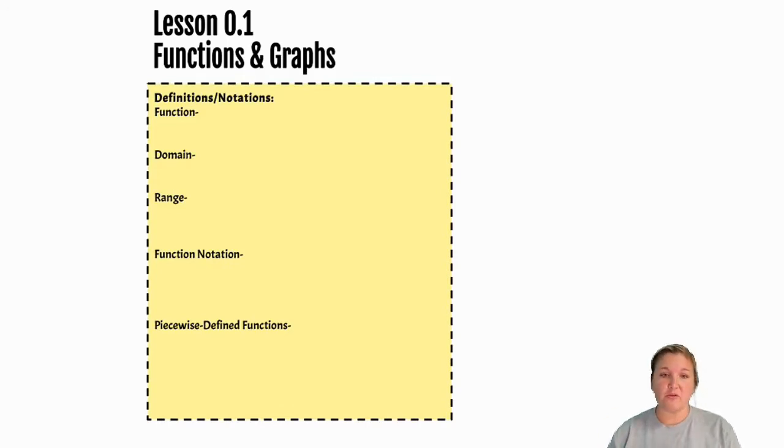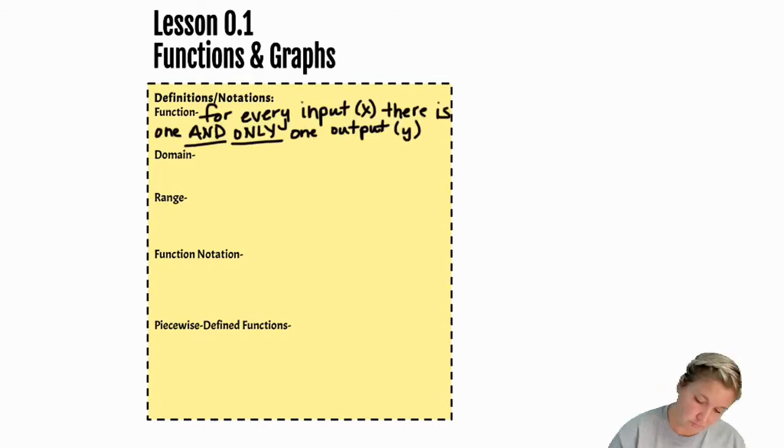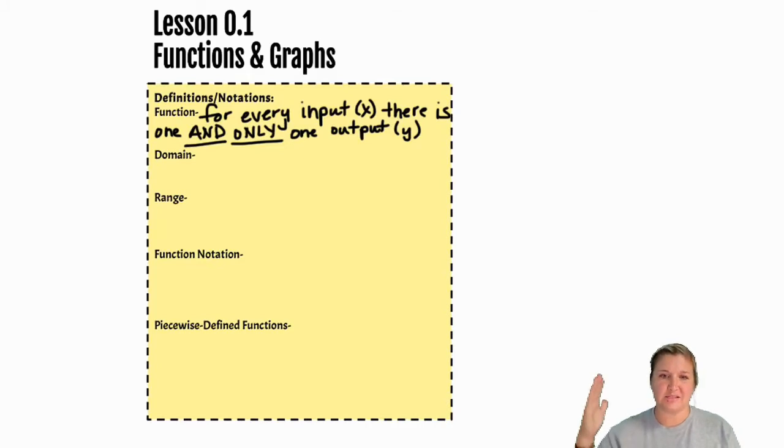Remember, for a function, for every single input there is one and only one output. Our input values are x's and our output values are y's. So for every single x, there is only one output, or only one y value. We use the vertical line test to test that out.